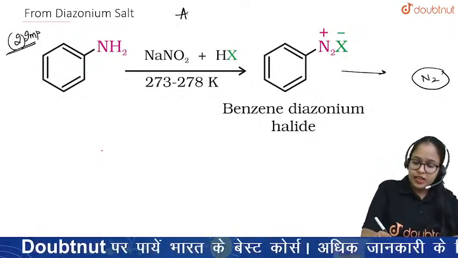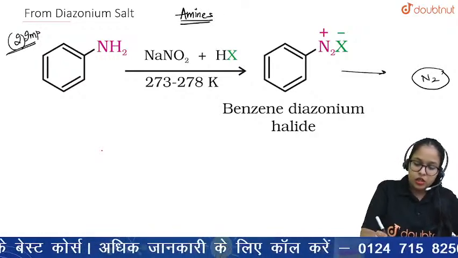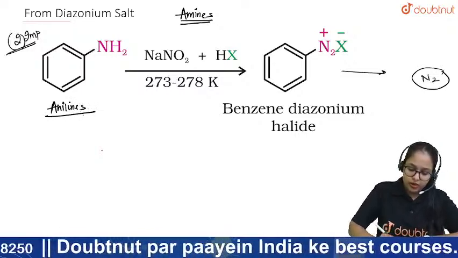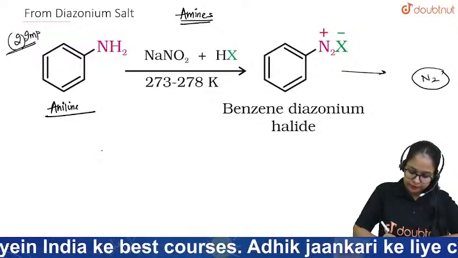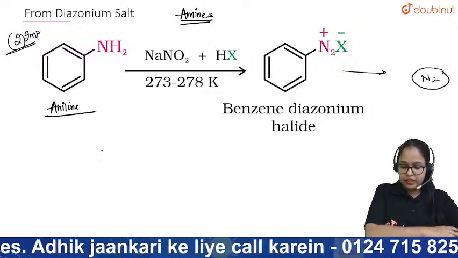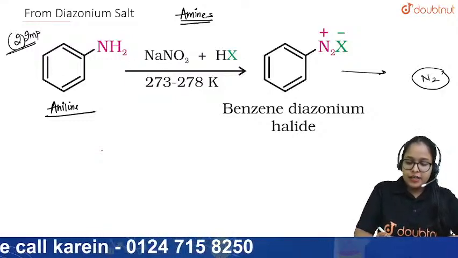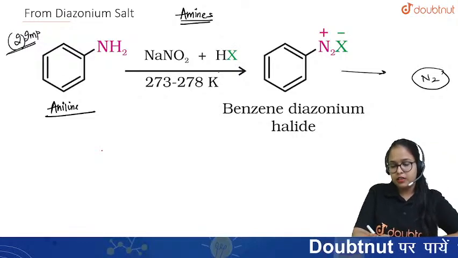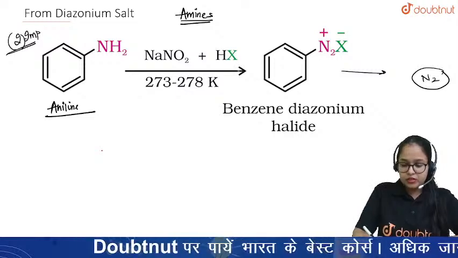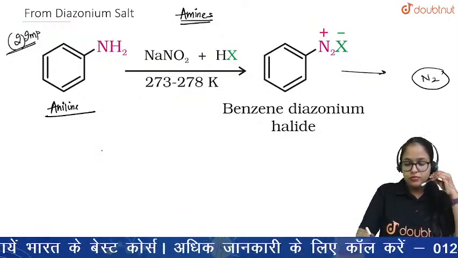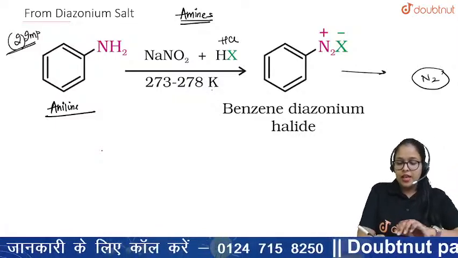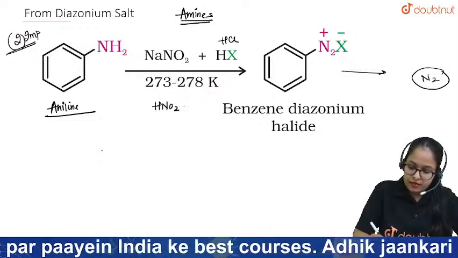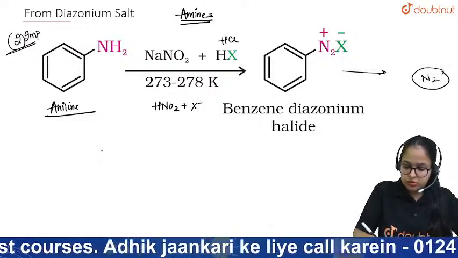We'll also study this in our chapter on amines, right? So this is aniline. Whenever a benzene group is attached directly to an NH2 group, this becomes aniline. The common name is aniline, right? Whenever aniline is reacted with NaNO2 and HX, here X can be either Cl or Br. Most commonly we observe HCl, or HBr is also observed, but HCl is most commonly observed. NaNO2 and HCl form HNO2, right? And we also have X minus with it, NaX.